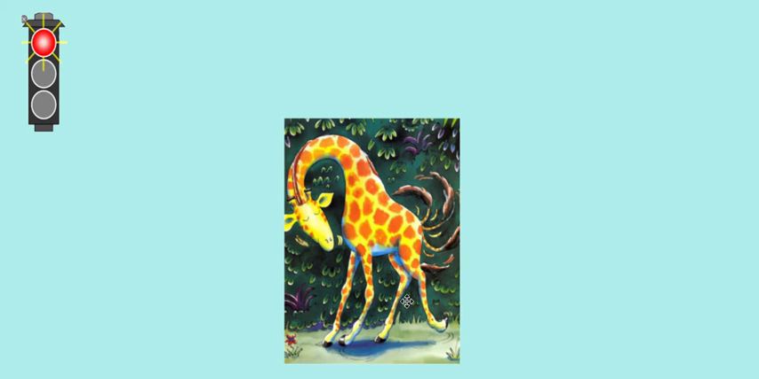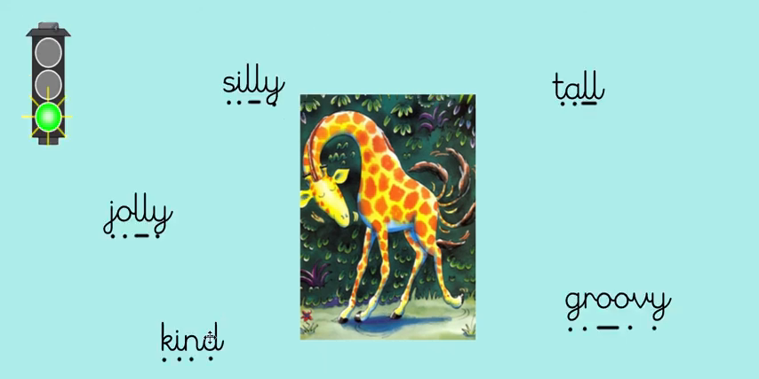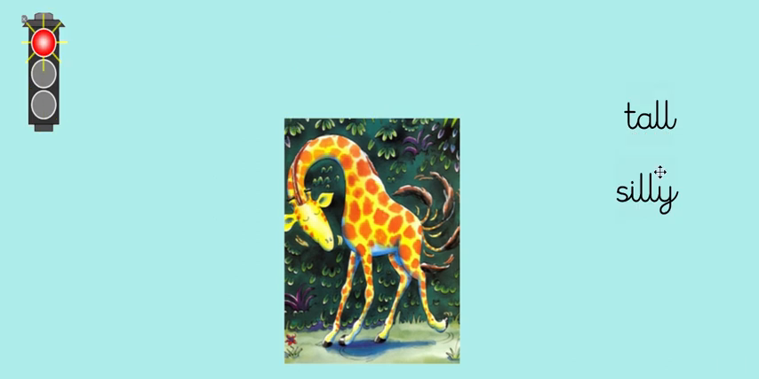So, to start with, let's look back at our adjectives that we thought about for Gerald earlier on. Here we are, we've got kind, jolly, silly, tall and groovy. You've probably got lots more as well. I'm going to choose silly and I'm going to choose tall, I think. Okay, so I've got tall and I've got silly. Okay, so in my sentence, I'm going to talk about how Gerald is nearly falling over when he's dancing.